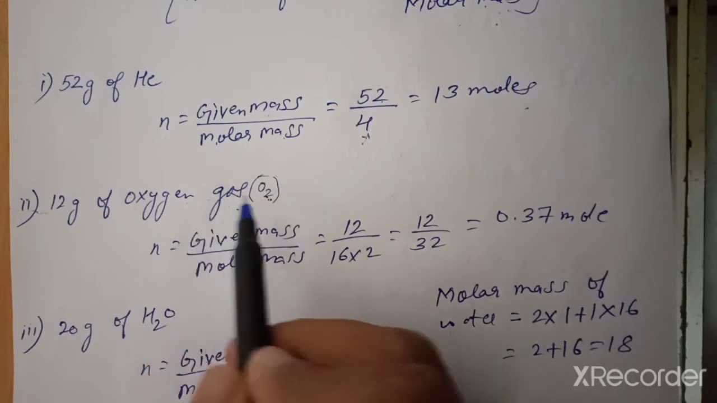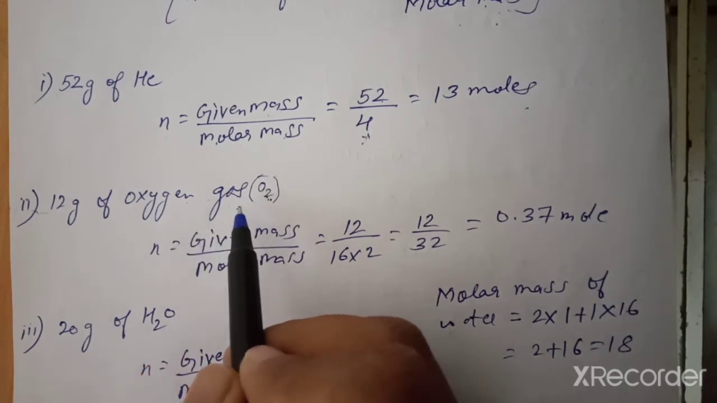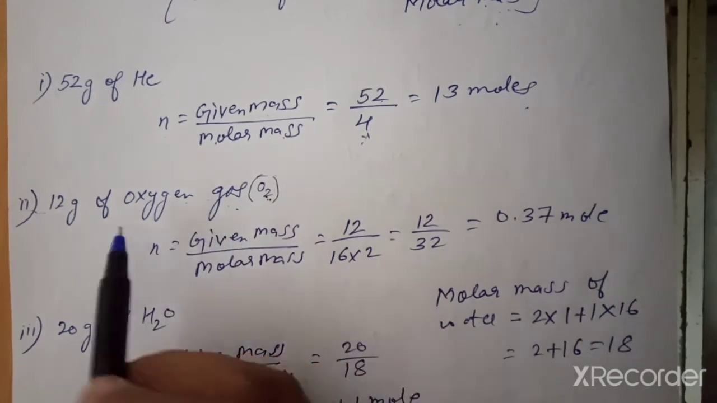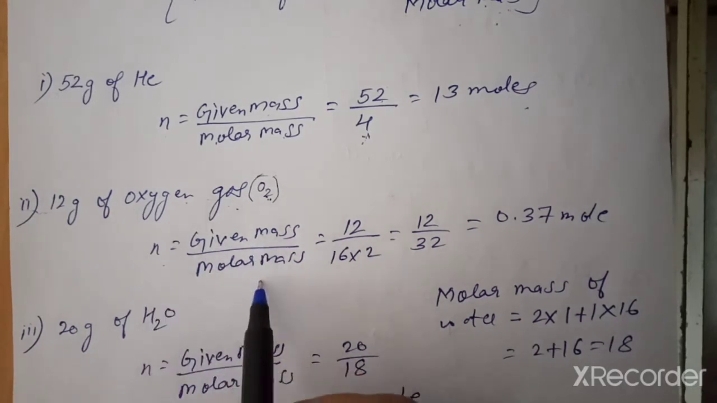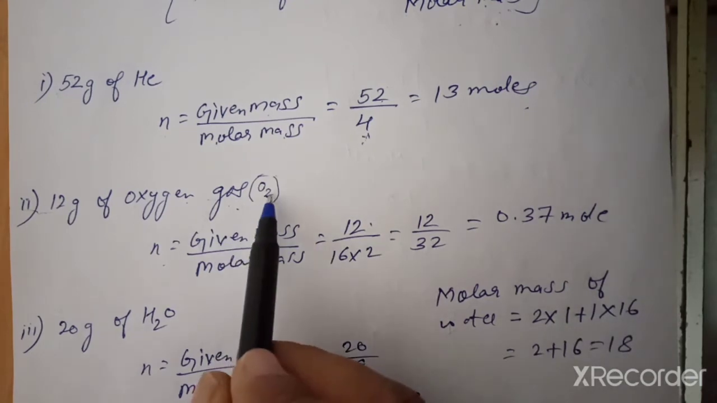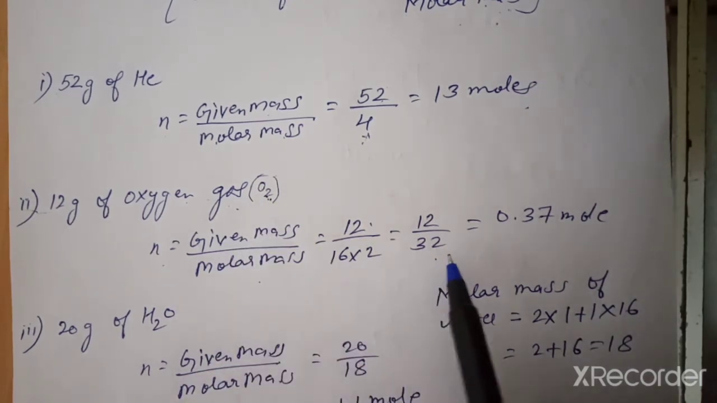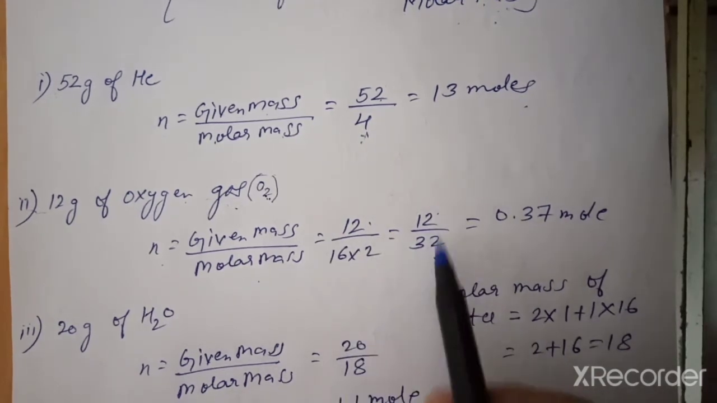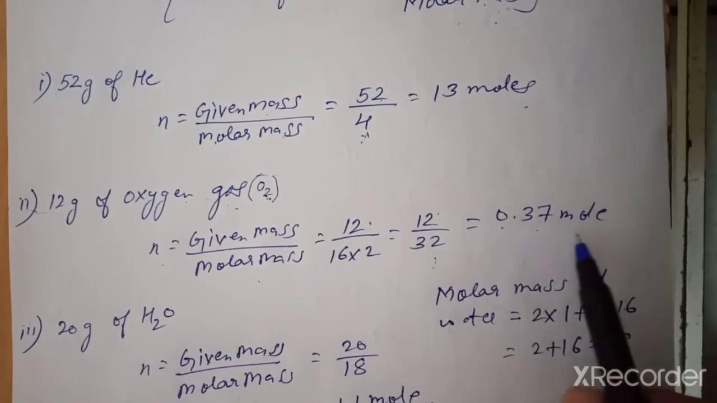And if the atom is written, it means it is a single O, so in that case we will only write 16. So n is the given mass divided by molar mass. The given mass is 12. The molar mass of oxygen, this 16, will be multiplied by 2, and we get 32. When you divide this you will get 0.37 mole.